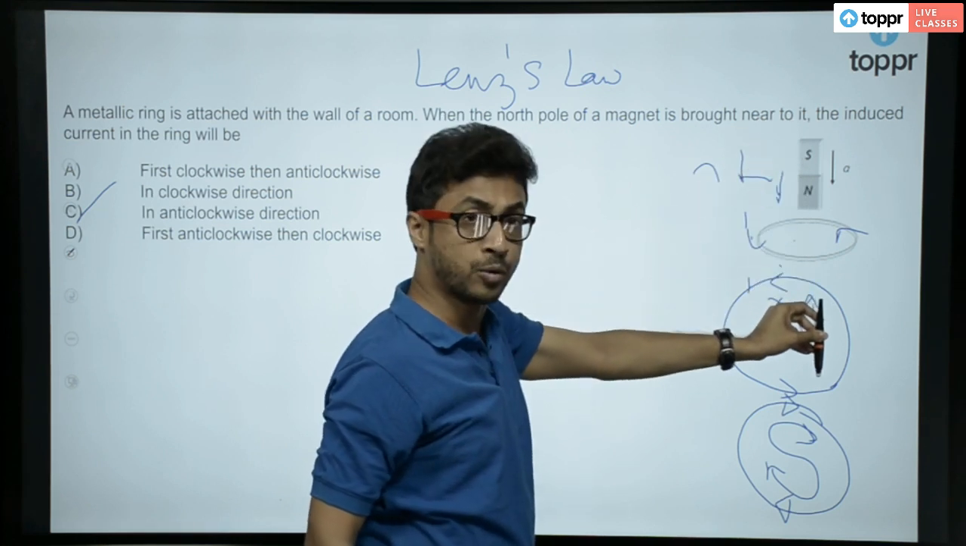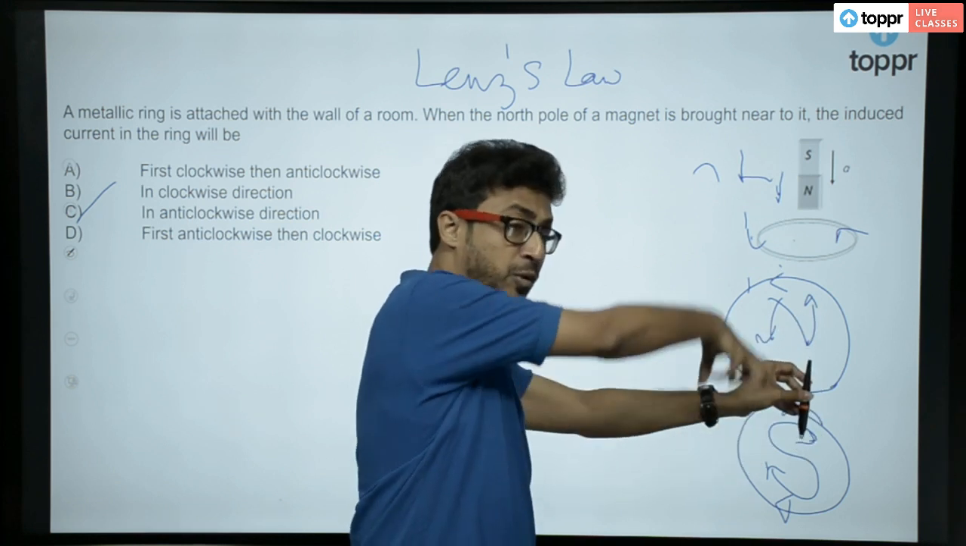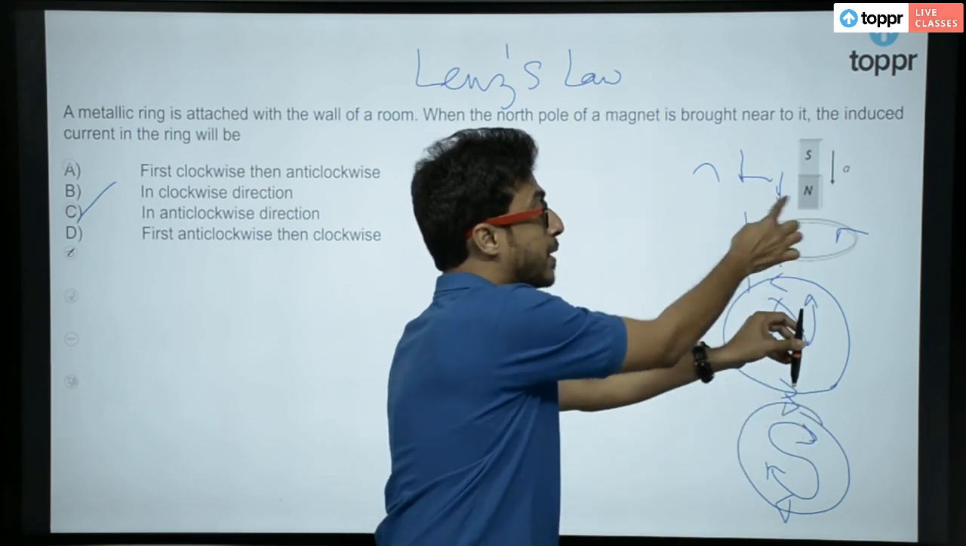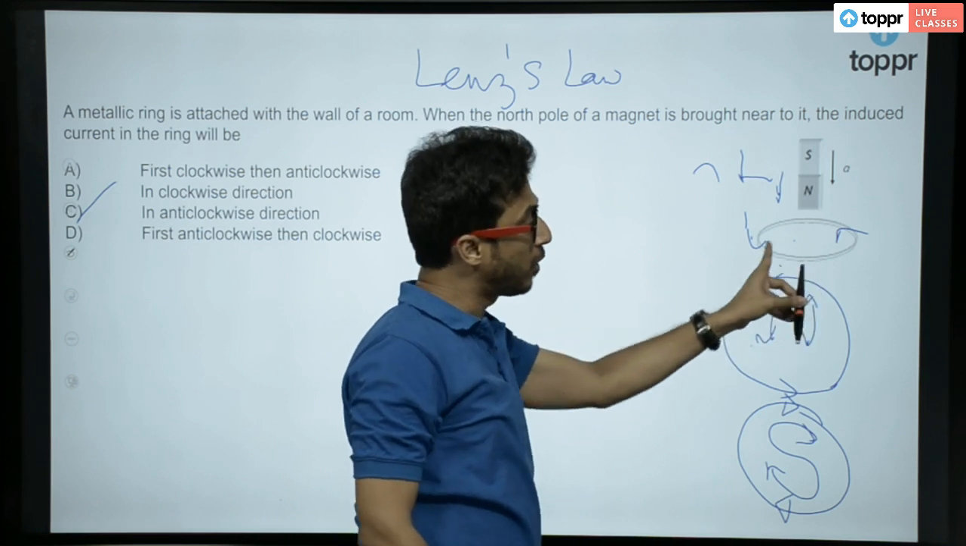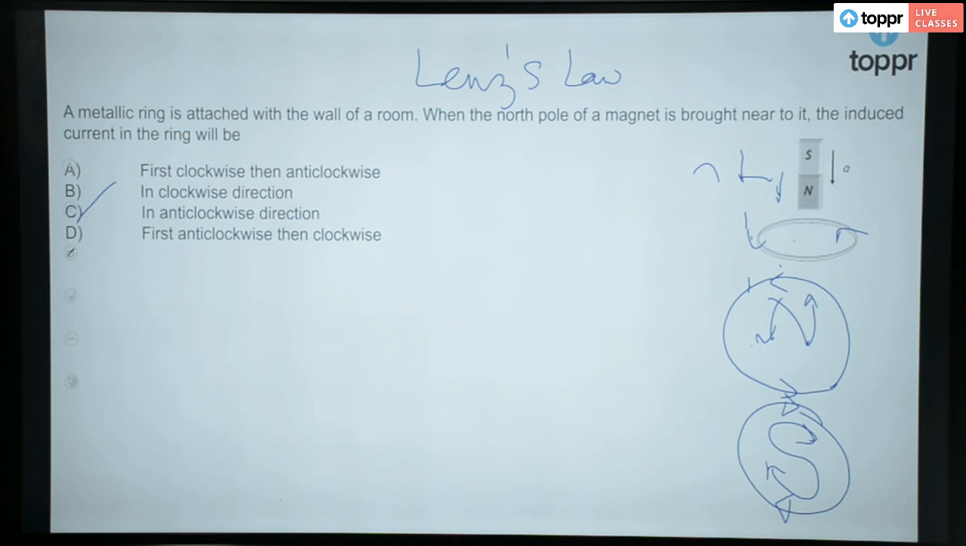If it goes down, then the South Pole is going away. Opposing the motion will be to attract it. To attract it, this should again be a North Pole. For a North Pole, this will be in the anti-clockwise direction. So if we consider both the things, the answer will be in the anti-clockwise direction.